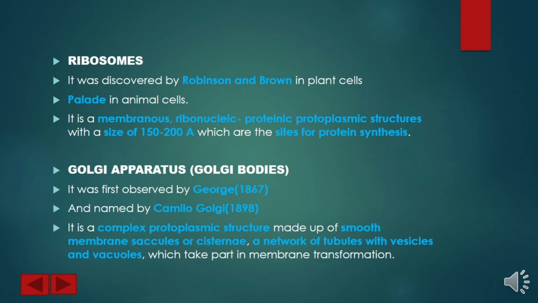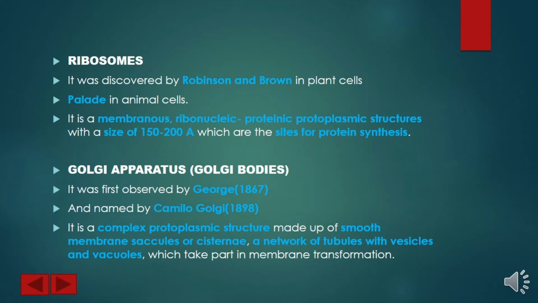So we said the ribosomes are present on the surface of the endoplasmic reticulum. Also, ribosomes are present in the cytoplasm. You can see the free floating ribosomes in the cytoplasm. They were first discovered by Robinson and Brown in plant cells and Palade in animal cells. It is a membranous ribonucleoproteinic protoplasmic structure with a size of 150 to 200 angstroms, which are the sites of protein synthesis.